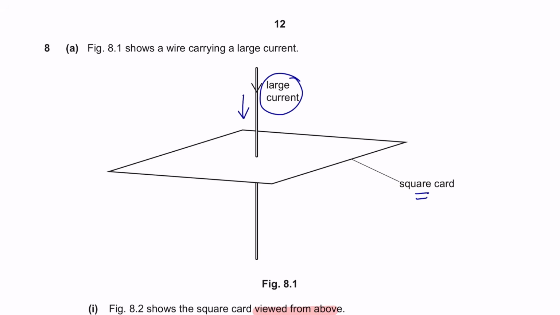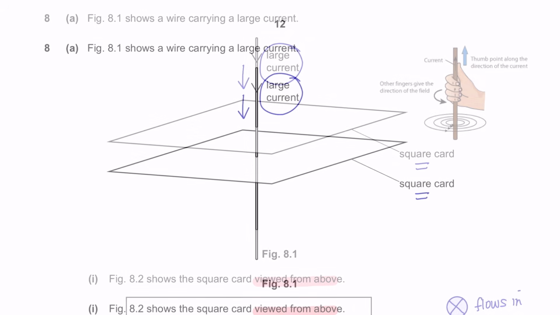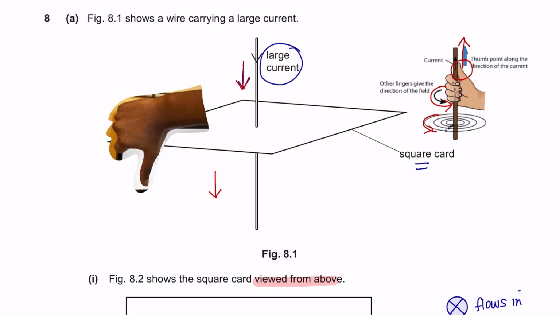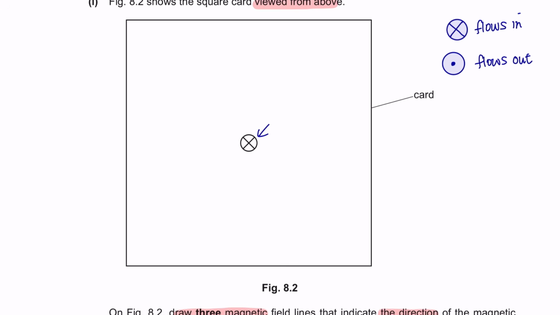To answer this, we need to use our right hand grip rule. When applying the right hand grip rule, the thumb will point in the direction of the current, and the curvature of the grip indicates the direction of the magnetic field. In this case, the current is pointing downwards, so your thumb should also be pointing downwards, like this. And you will notice that the curvature of your grip is in this direction, meaning that the magnetic field will also be in this direction, which is clockwise. Okay, so now we're going to draw 3 circles in a clockwise direction.